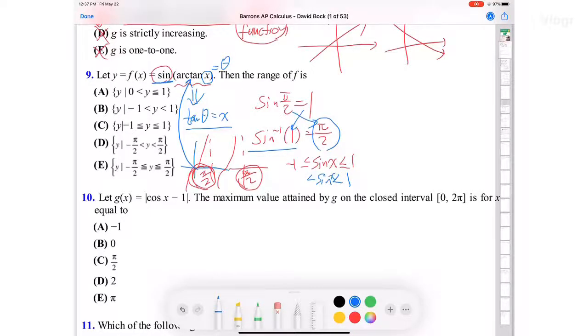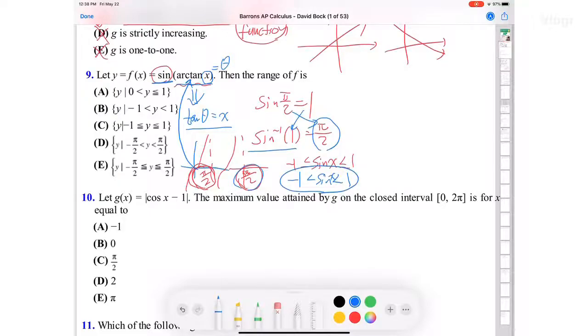And then if the angle theta is 3 pi over 2, arctangent x doesn't exist. So arctangent x doesn't exist if that angle is 3 pi over 2. Sine 3 pi over 2 is -1, so -1 should be excluded as well, not included. So the range of the function f(x), sine of arctangent x, that y value is between -1 and 1, exclusive.